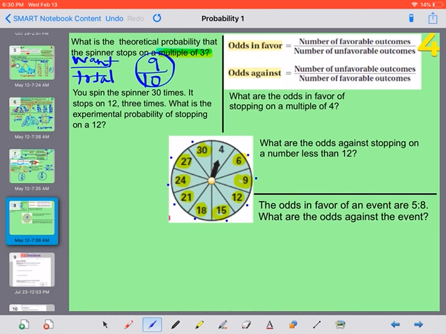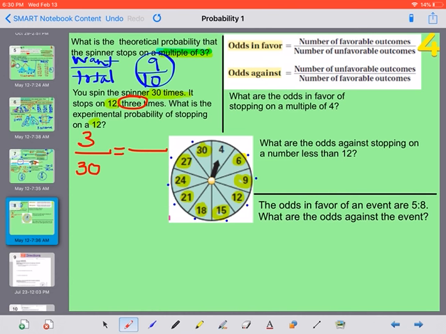And then the next one, you spin the spinner 30 times. So here's an experiment, okay? It stops on a 12 3 times. What is the experimental probability of stopping on a 12? So this one we're actually going to set up a proportion. So out of 30 times, 30 total times, it stopped on a 12 3 times.